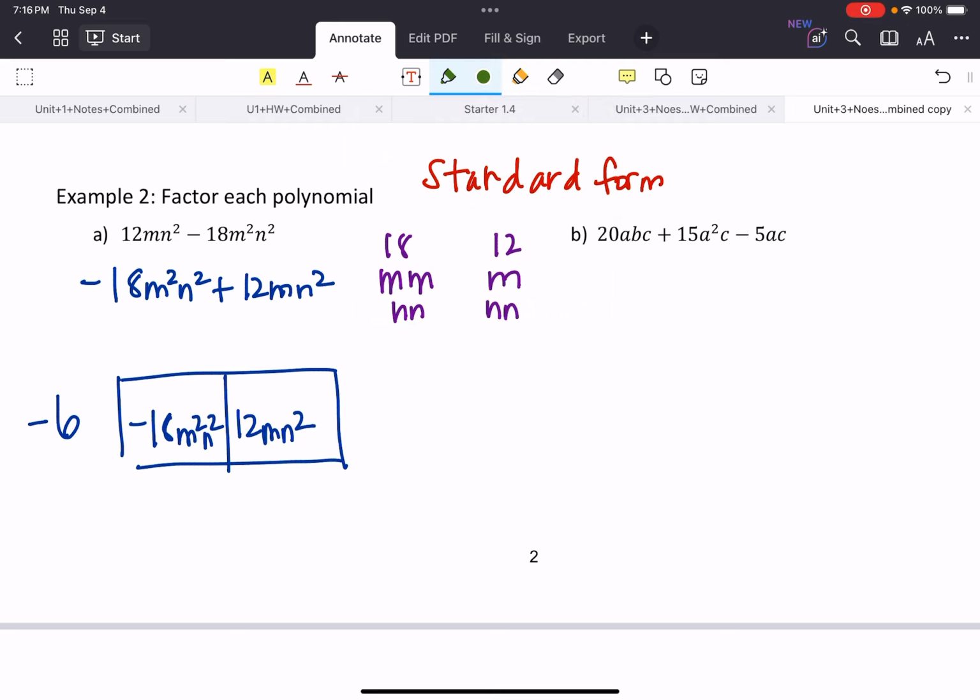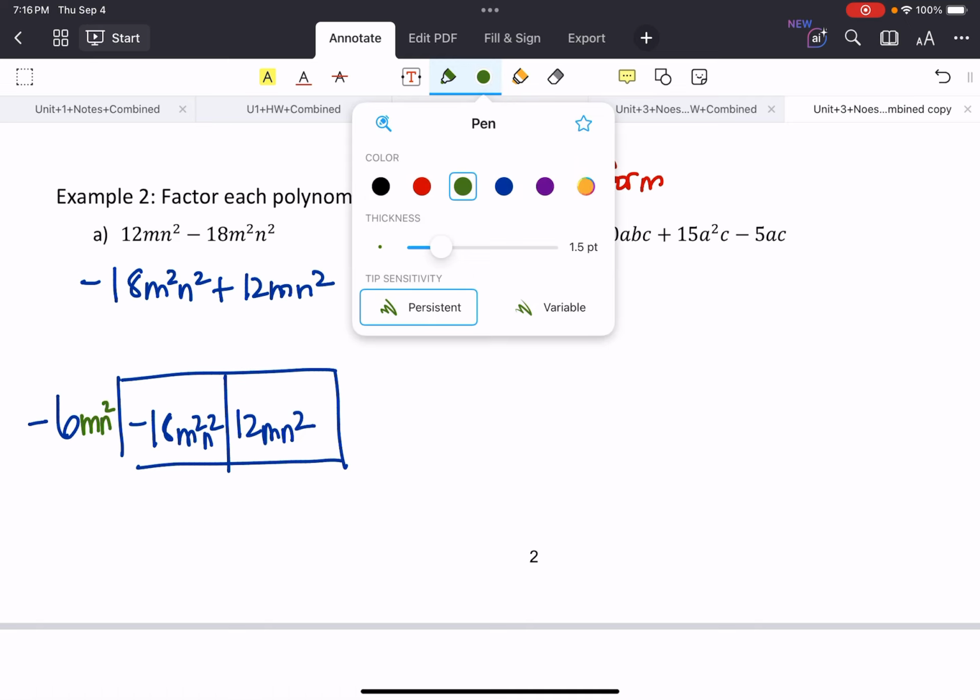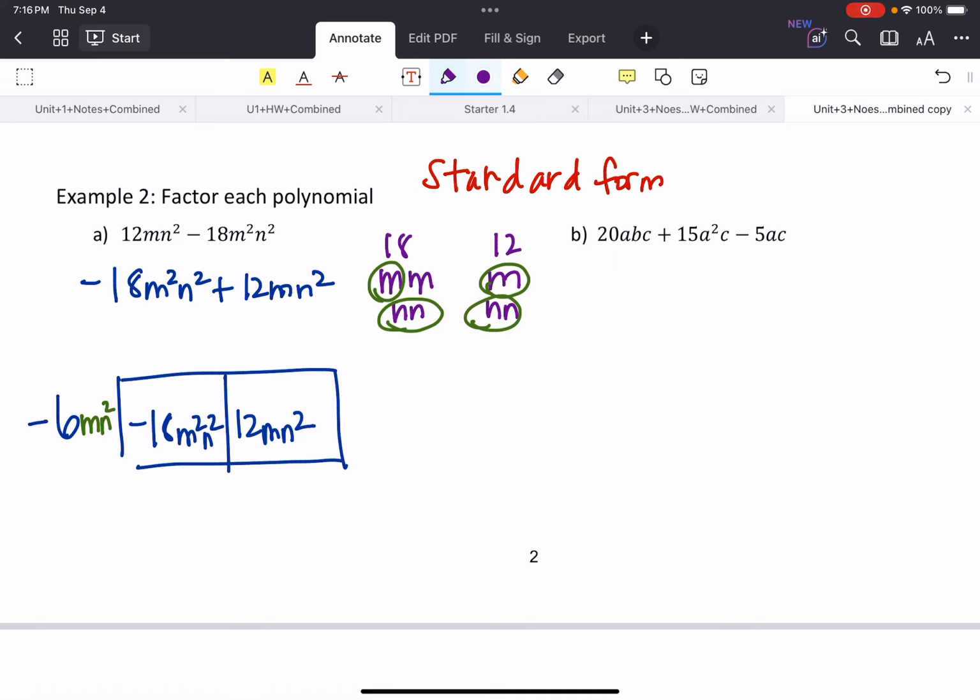So I can look at how much I'm going to circle for each. I can circle one m in both. I can circle 2 n's in both. That makes my greatest common factor be 6mn squared. Then I'm just going to use that and divide to find the other side of my box.